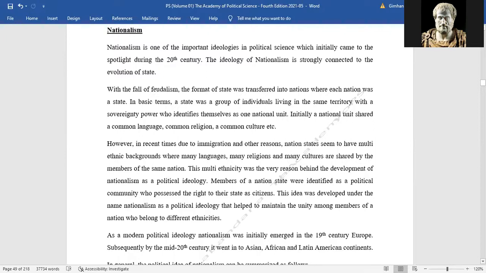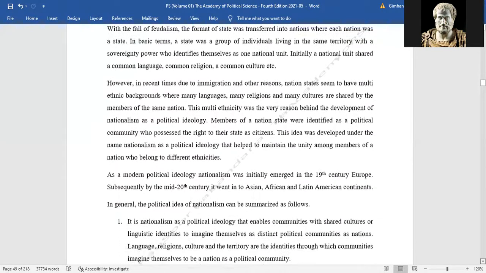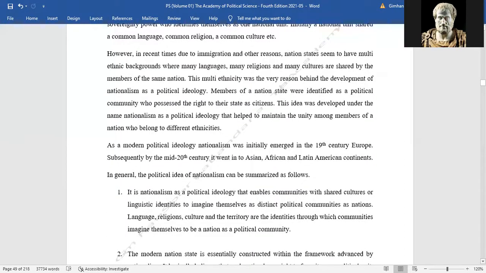However, in recent times, due to immigration and other reasons, nation states seem to have multi-ethnic backgrounds where many languages, many religions, and many cultures are shared by the members of the same nation. This multi-ethnicity was the very reason behind the development of nationalism as a political ideology. Members of a nation state were identified as a political community who possessed the right to their state as citizens. This idea was developed under the name nationalism as a political ideology that helped to maintain the unity among members of a nation who belong to different ethnicities.